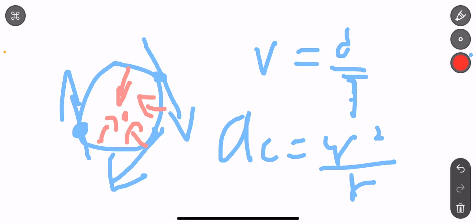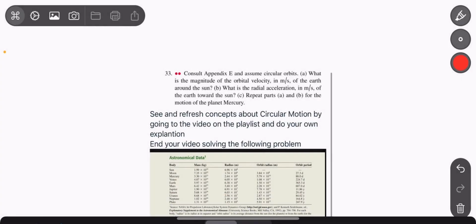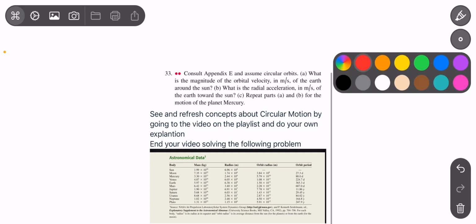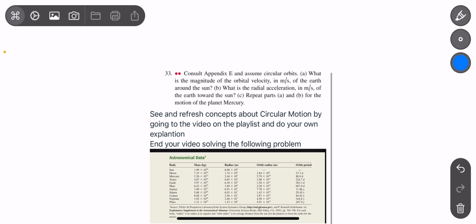Okay, so now let's begin with the problem for today, which is going to be this. It says we have to look for the orbital velocity of Earth around the sun, in meters per second. In this problem, it gives us the time in days, and it gives us the orbit radius in meters already.